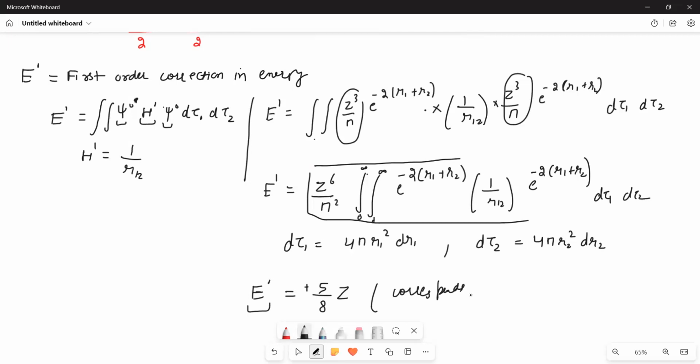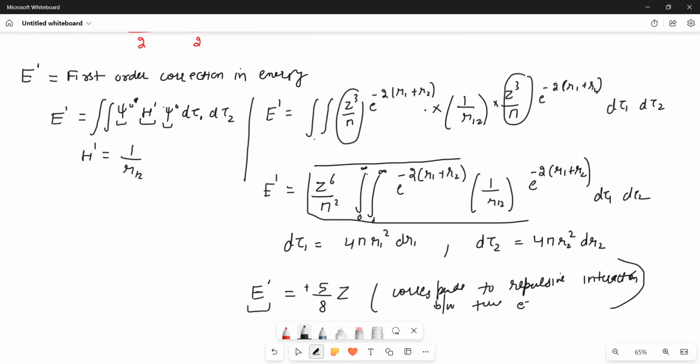It corresponds to repulsive interactions between two electrons. So these repulsive interactions are responsible for the perturbation in the system.